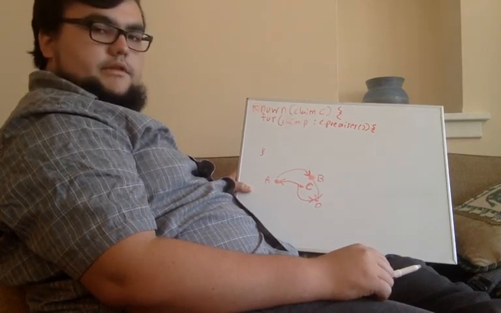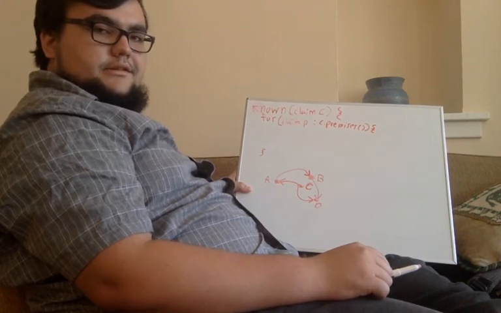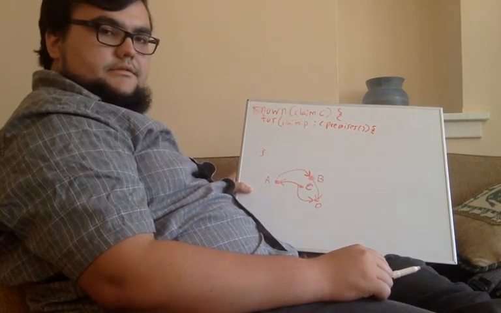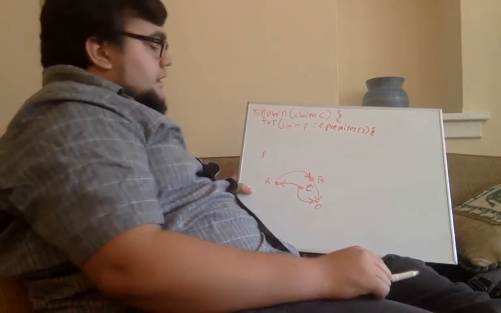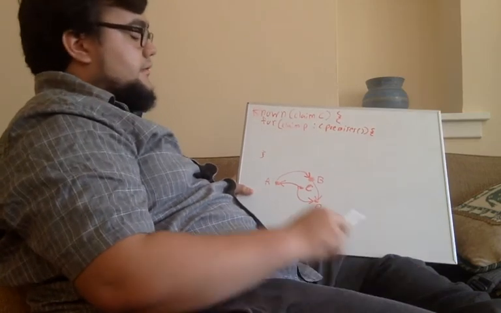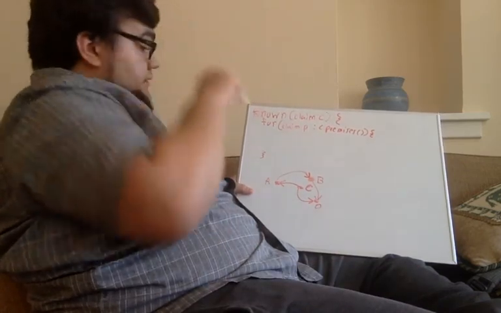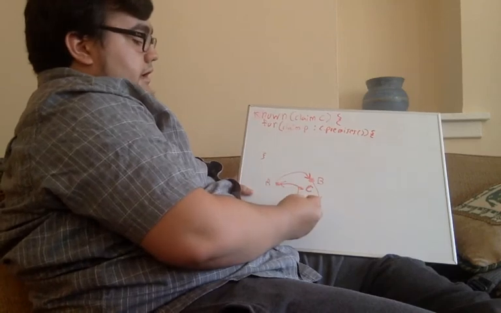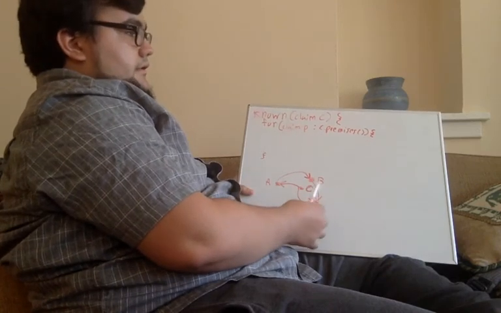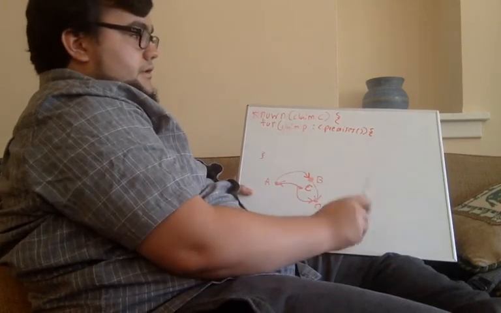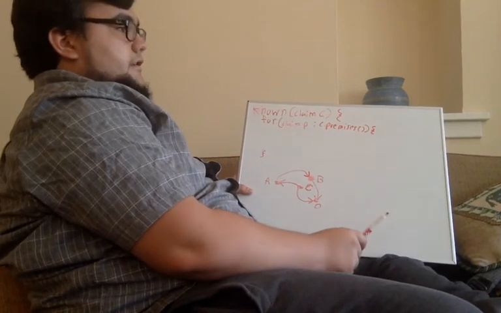Right. These are all propositions, and the arrow indicates that the thing it's pointing to is a conclusion, and the thing that it's coming from is a premise.